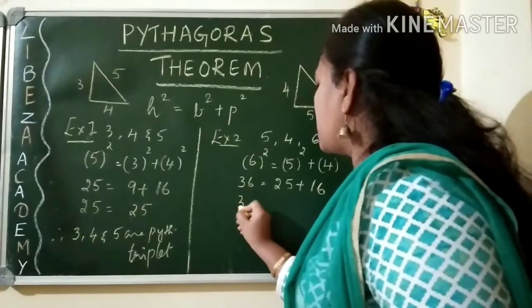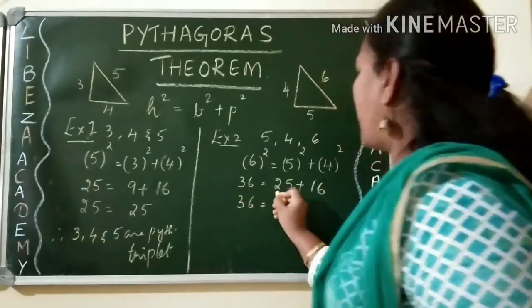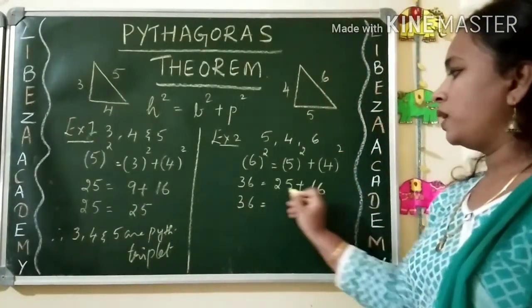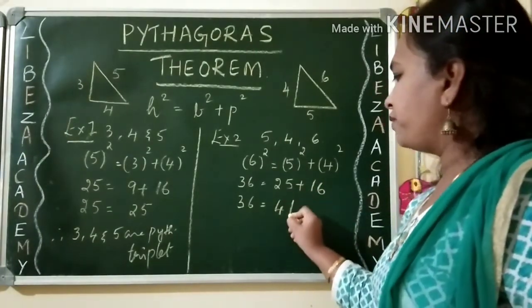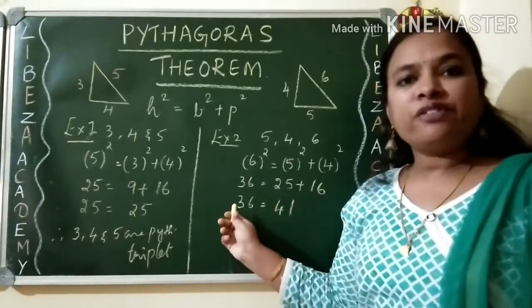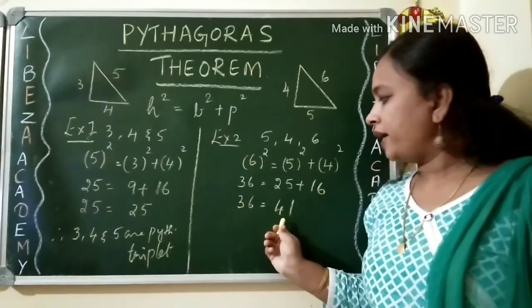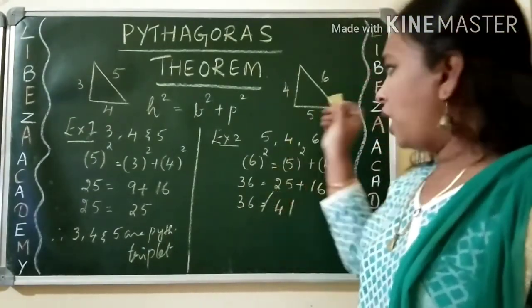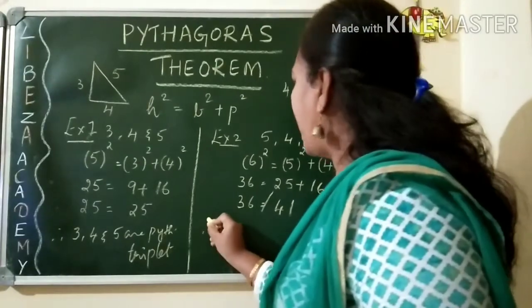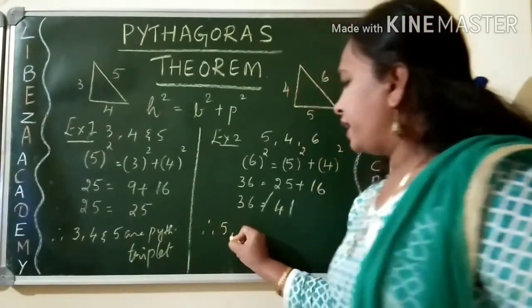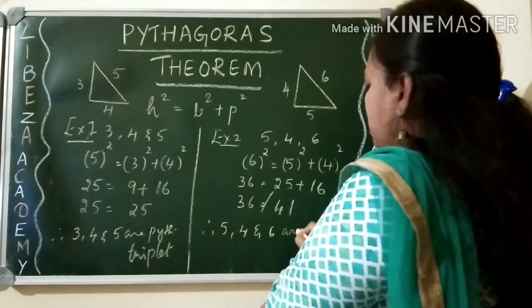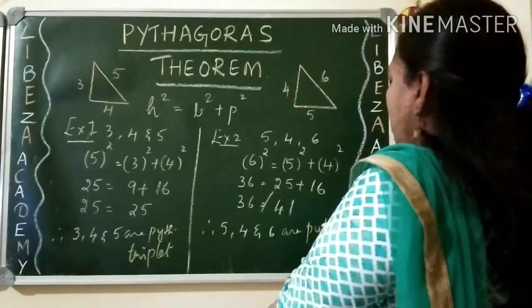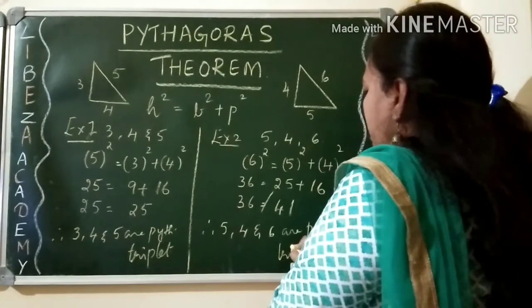Now 36 is equal to 25 plus 16. What is 25 plus 16? That is equal to 41. When you observe here, left hand side is not equal to right hand side. So from here you can conclude that 5, 4 and 6 are not Pythagorean triplets.